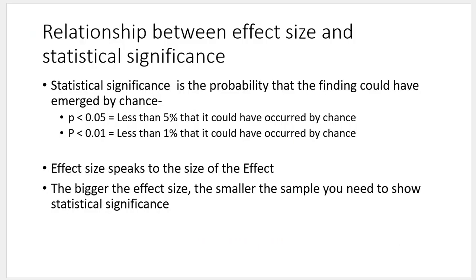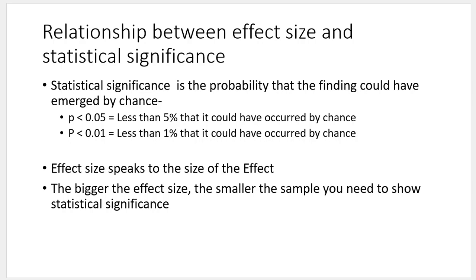Now, don't confuse statistical significance and effect size. Statistical significance is the probability that the finding could have emerged by chance. So p less than 0.05 is a less than 5% chance that it occurred by chance, and p less than 0.01 is a less than 1% chance that it's random.